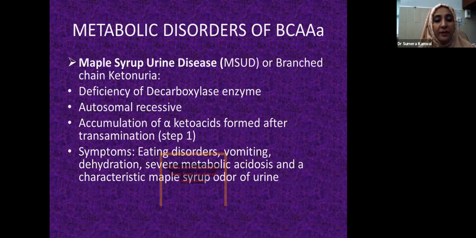Okay, now the symptoms. Because of the accumulation of alpha keto acids that are coming from the transamination of branched chain amino acids, there is again the accumulation of these branched chain amino acids. Because the transamination reactions are reversible, these alpha keto acids can be converted back to their respective amino acids.